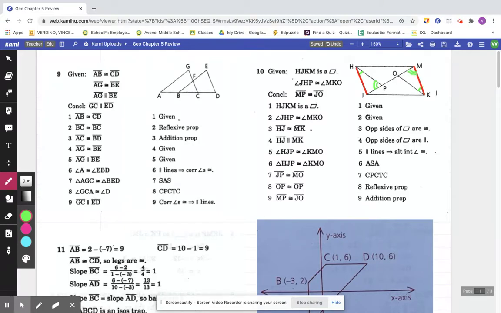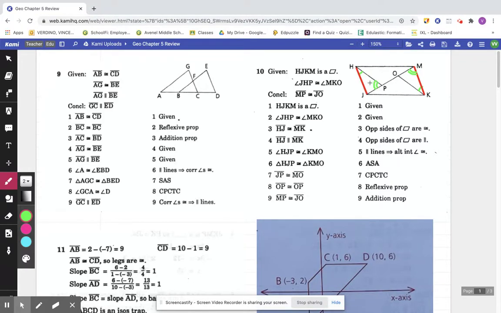And remember your Z's, or remember the transversal of two parallel lines. Parallel lines means that their alternate interior angles are then congruent. So remember, think of the parallel lines and the transversal, or think of your Z's. Now we have a side and we have two angles, right?